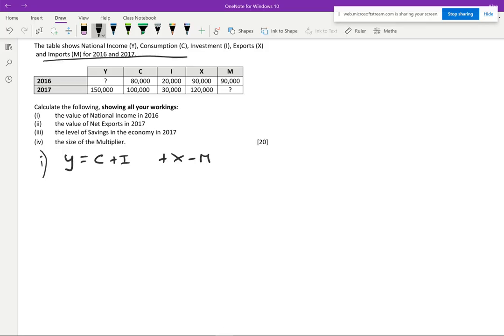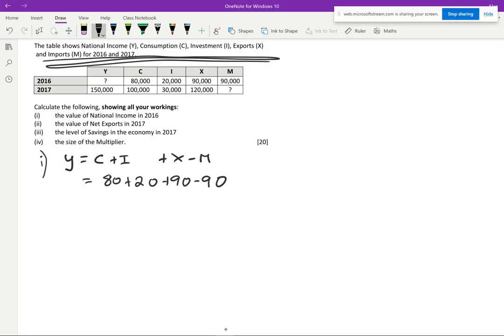There's no government there anywhere. So sometimes there is no government, there is no exports. It depends, just to make it simple for you. So there's none of that. So then we just need to work it out. So what's the value of national income? Well, it's equal to C, and this is in 2016, 80. I'm just going to round it up to get rid of the zeros. Plus 20, plus 90, minus 90.